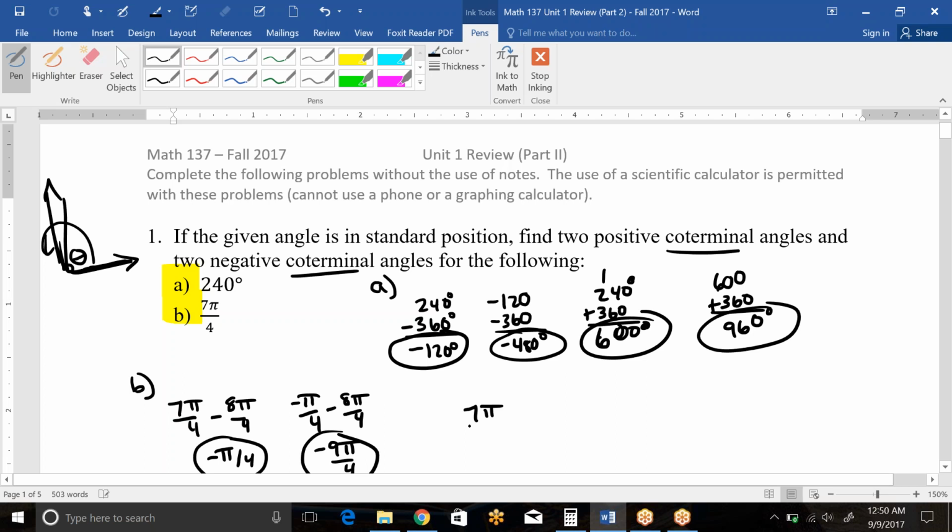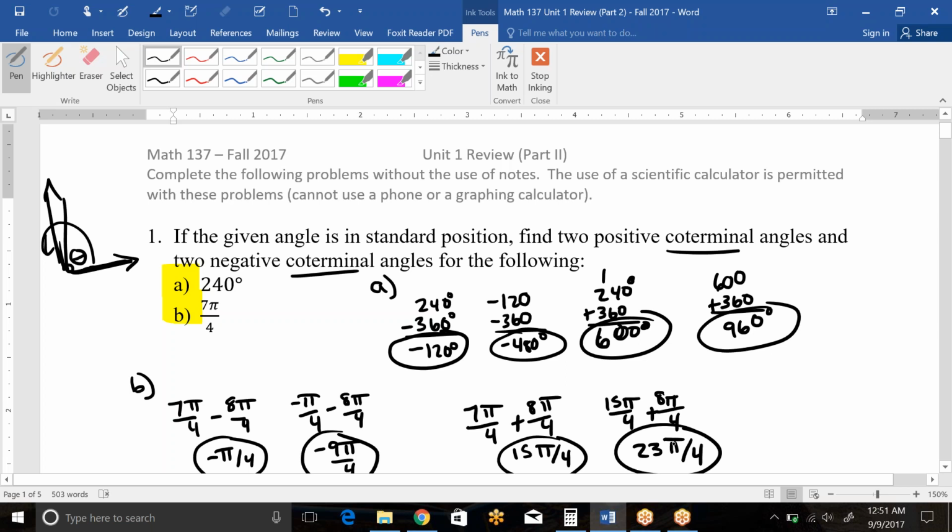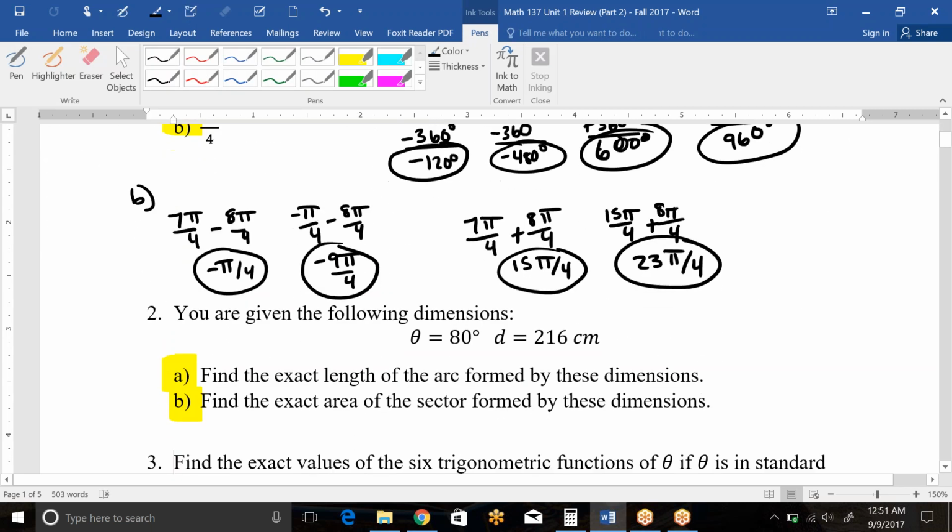Go back to your original. Add the 8 pi over 4. So that's 15 pi over 4. Take that one and add another 8 pi over 4, because remember, that's 2 pi. And that would be 23 pi over 4. And that's how you find your coterminal positive and negative angles.